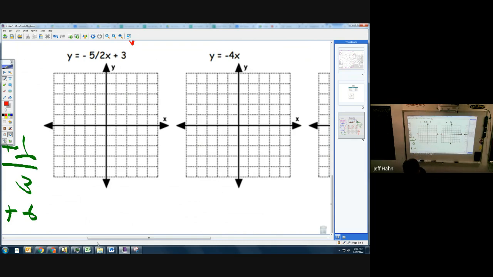Wait, that is -4x plus 0. Crosses at 0. Kids, problem number, and I see where the confusion. This is not a horizontal or vertical line. This is going to give you a line that has slope. You need to put plus 0 there.